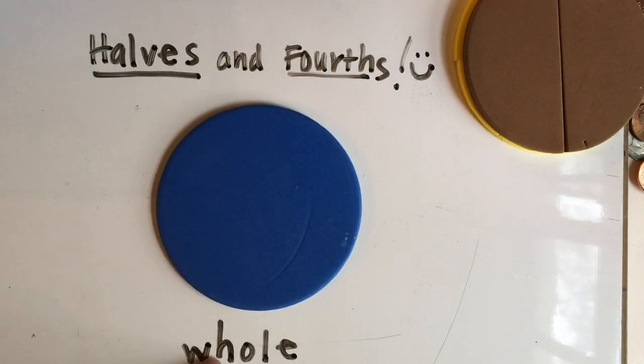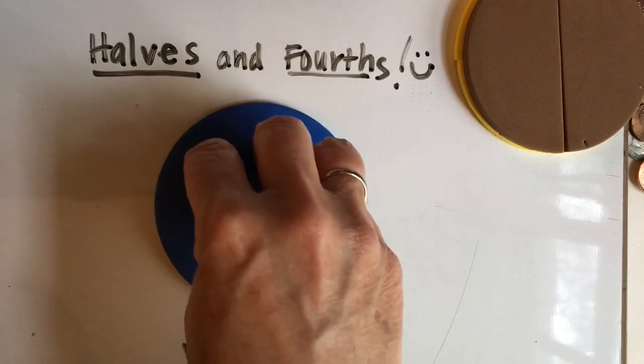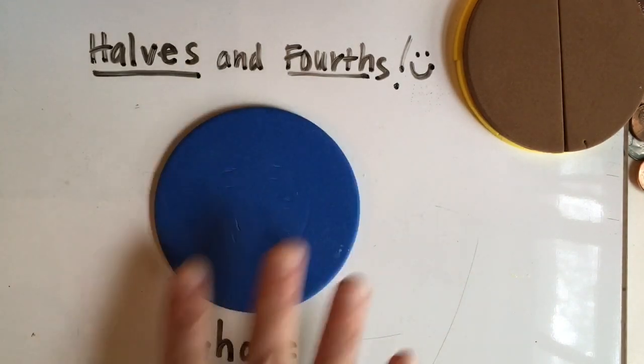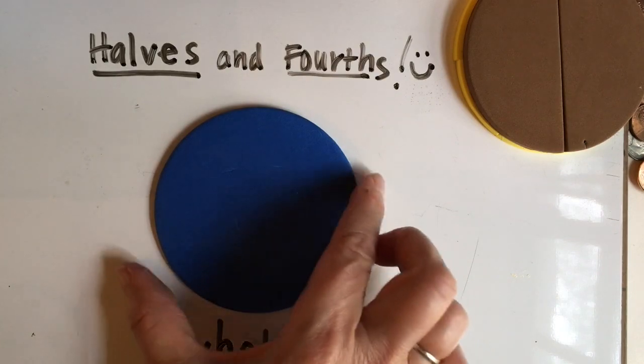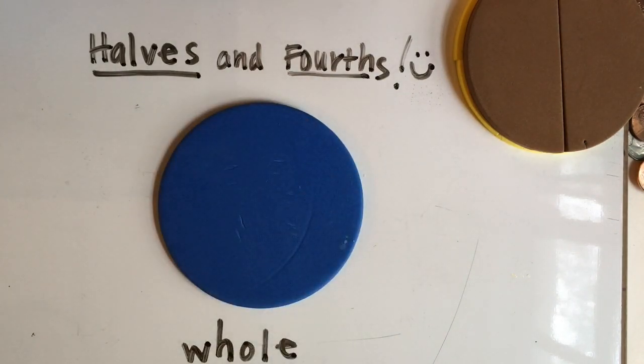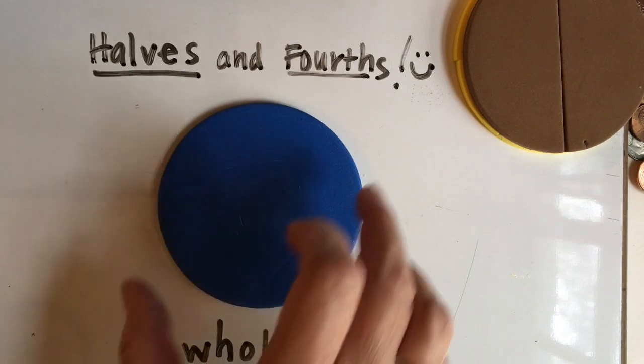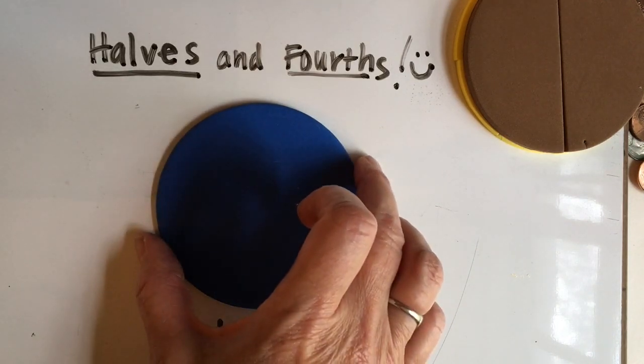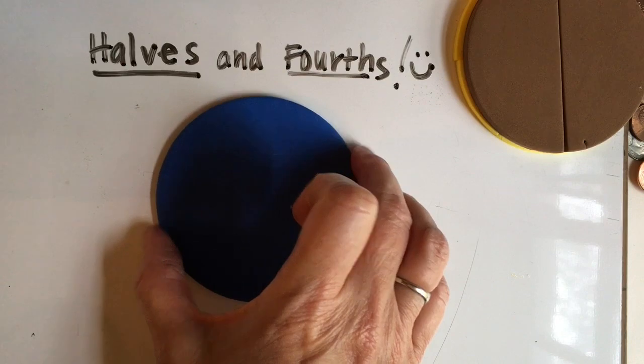And whole, remember, is the one with the W at the beginning, not like a hole in the ground, but more like the whole thing. It means one whole thing with nothing missing from it. So this is the size of our whole, this little circle right here. And I want to talk about halves first. So what do we know about halves?